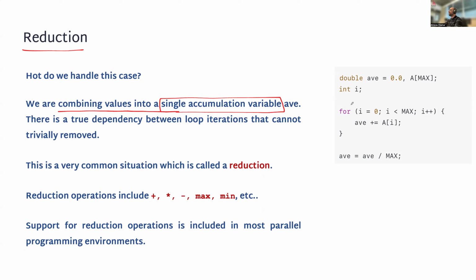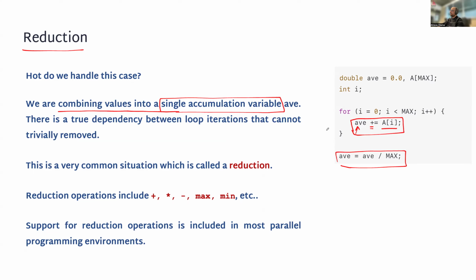Right? So here, for example, we want to compute the average. We have an array, and we want to compute the average in this array. So we have an operation plus, in this case, and then we sum all of the elements, and finally we compute the average. This part is called a reduction, because we are combining values of I into one variable.